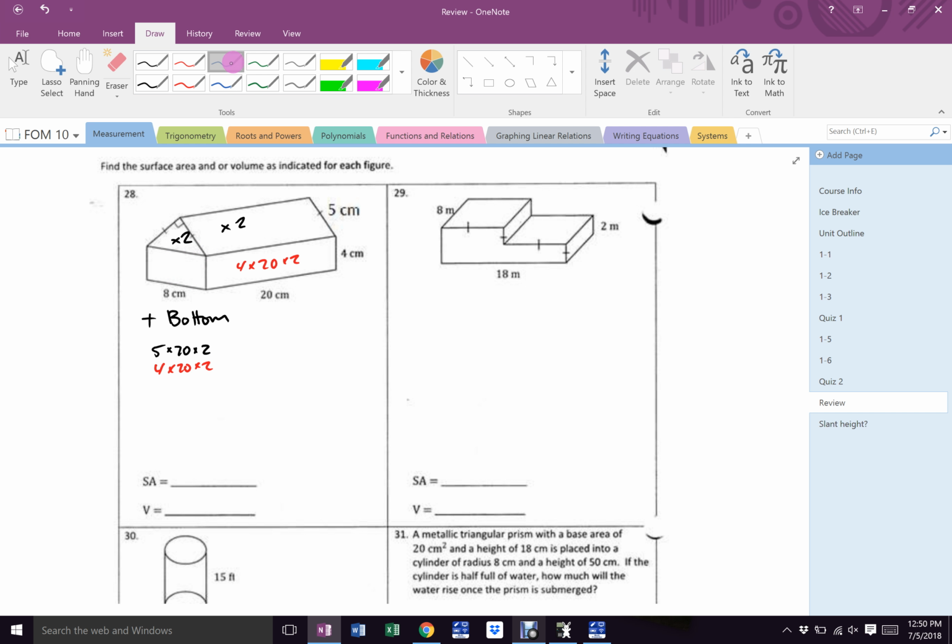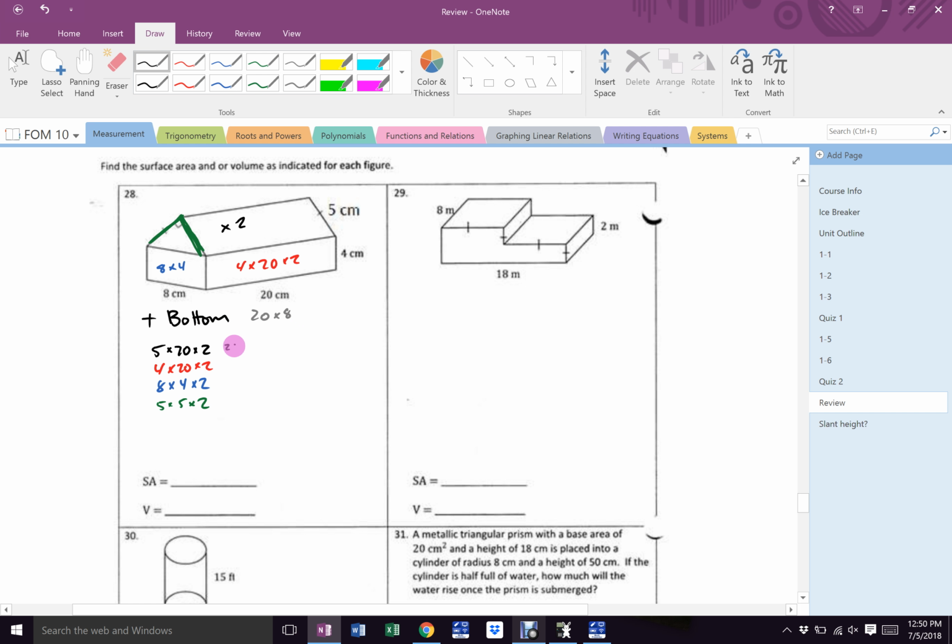Then this one is 8 by 4. So it's 8 by 4 by 2. And then this one, there's a couple of ways you could do this. I would say that because that is a triangle, there's another one on the back, it's going to make a square, right? Because this is also right there. So 5 by 5, making that 5 by 5 by 2. And then I got to add the bottom, which is 20 by 8. So all I do is add all that up.